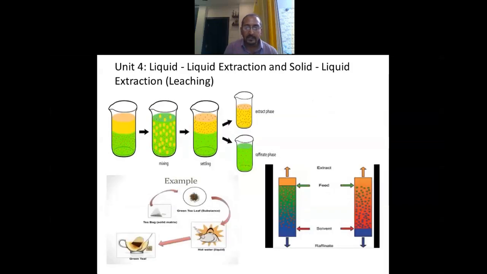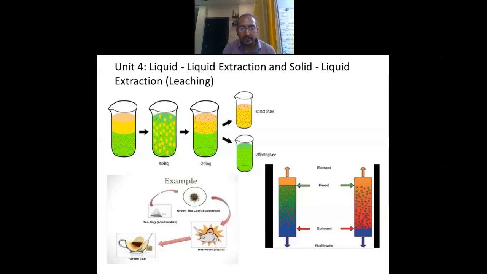Fourth unit is liquid-liquid extraction and solid-liquid extraction, or combined it is called extraction. In liquid-liquid extraction, we separate a liquid solution by adding a liquid solvent which is completely immiscible, or at least partially miscible, in the initial solution. And then we separate these liquid mixtures.